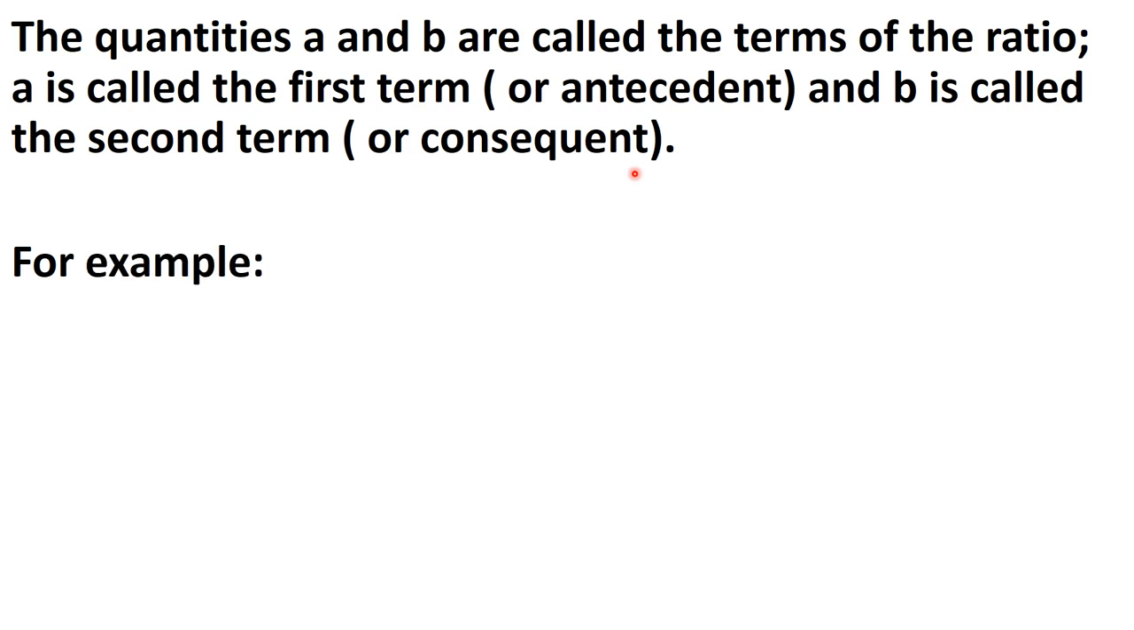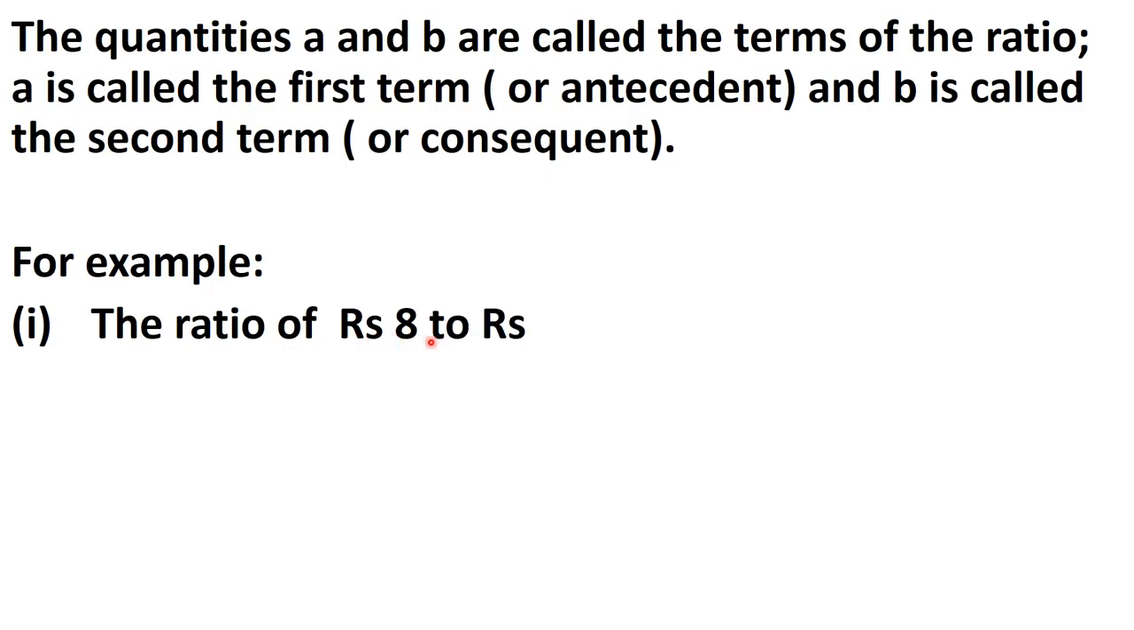For example, the ratio of rupees 8 to rupees 13 is. Now we are finding the ratio of rupees 8 to rupees 13. These two are terms, rupees 8 and rupees 13. Now see, both these quantities are in same unit. Both are in rupees. Okay, it is not like this that one is given in rupees and another is in paise. So rupees 8 to rupees 13 is equal to 8 upon 13.